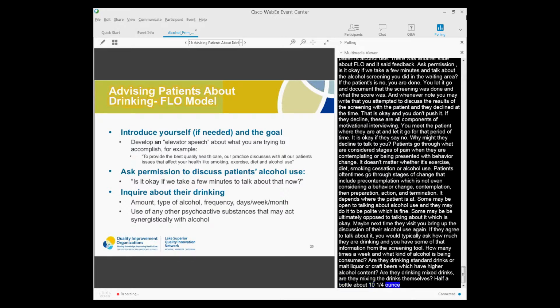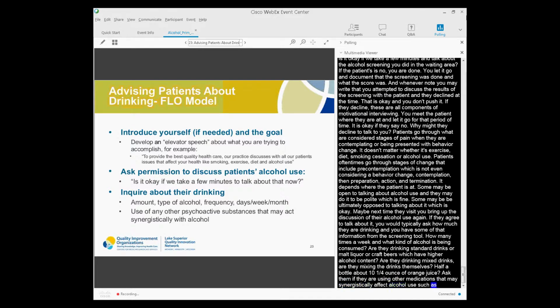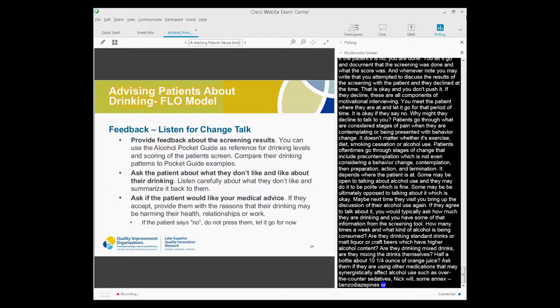Also, you can ask them if they're using other medications that may synergistically affect alcohol use, such as over-the-counter sedatives, NyQuil, Somanex, if they're being prescribed benzodiazepines or opioids, or if they're taking any over-the-counter medication that might impact alcohol.